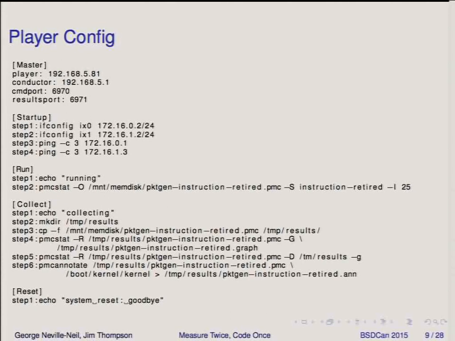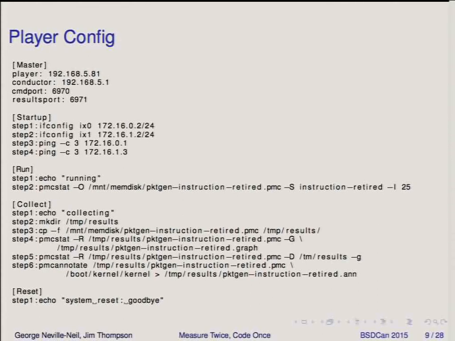One of the things you can do once you've got something like this is not only run the tests from source to sink, but while the machine is running, you can start collecting performance analysis data. This is looking for the instructions retired on the system as it's trying to forward packets. Then you can find the hot point in the kernel, which I can tell you where that is. There are a few. And then we collect the results.